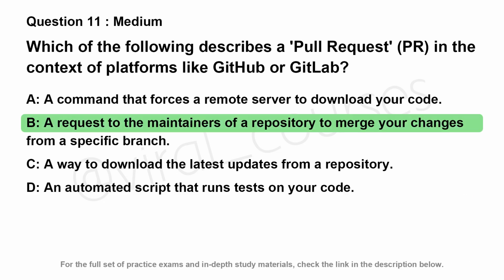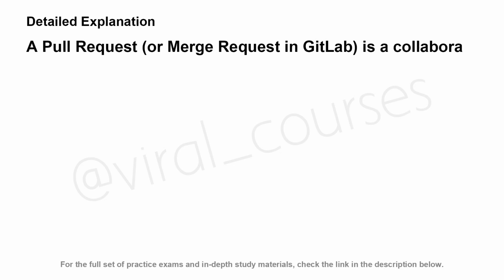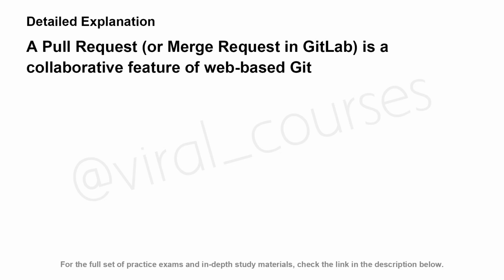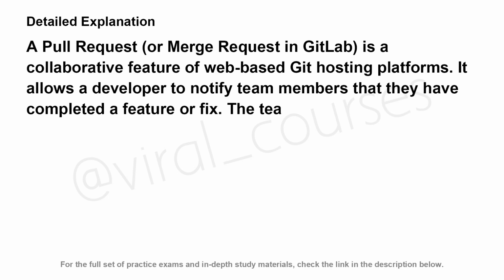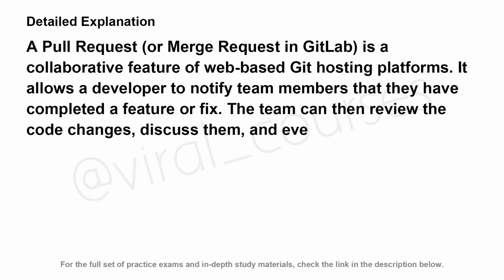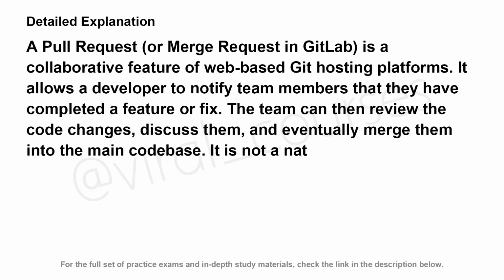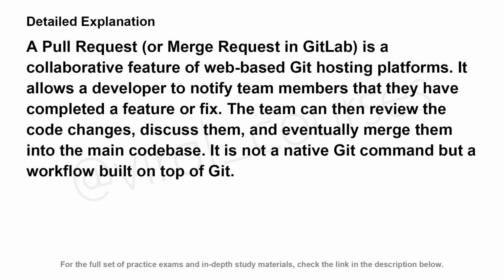The correct answer is B. A pull request, or merge request in GitLab, is a collaborative feature of web-based Git hosting platforms. It allows a developer to notify team members that they have completed a feature or fix. The team can then review the code changes, discuss them, and eventually merge them into the main codebase. It is not a native Git command but a workflow built on top of Git.